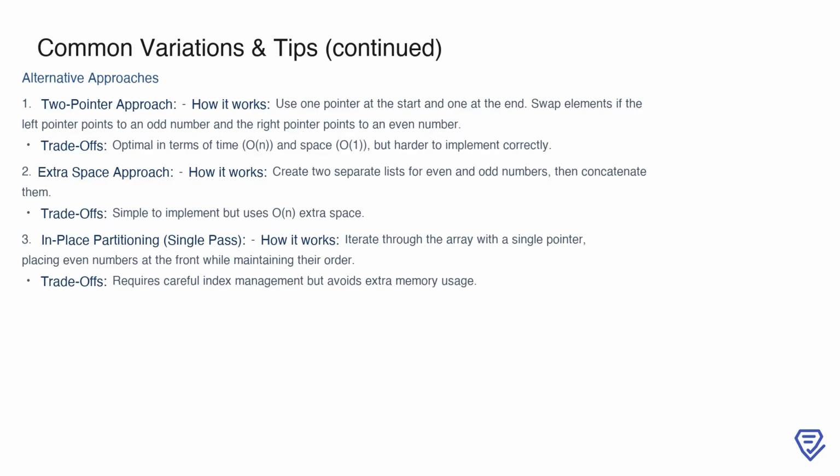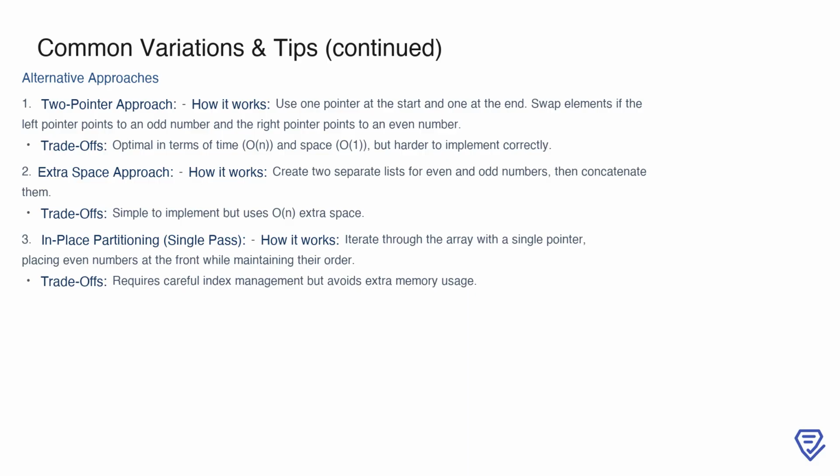Another option is the extra space approach, where you create two separate lists for even and odd numbers and then concatenate them. While this method is straightforward to implement, it uses O(n) additional space, which may not be ideal for large inputs. Lastly, there's the in-place partitioning approach, which involves iterating through the array with a single pointer.